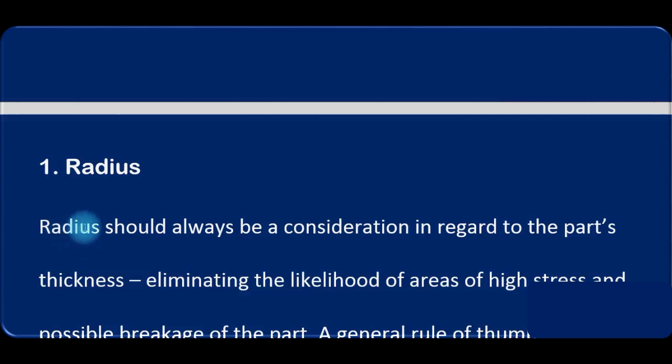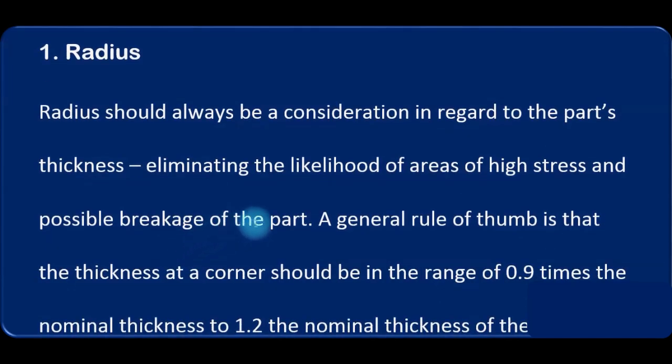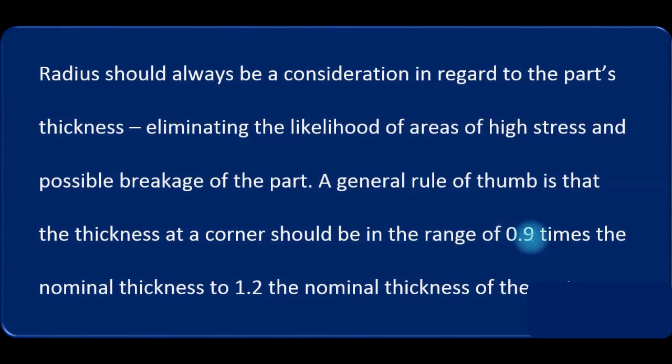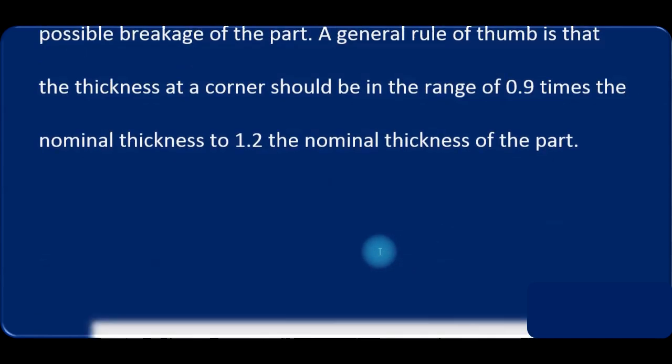First is radius. Radius should always be a consideration in regard to the part thickness, eliminating the likelihood of areas of high stress and possible breakage of the parts. A general rule of thumb is that the thickness at a corner should be in the range of 0.9 times the nominal thickness to 1.5 times the nominal thickness of the part.